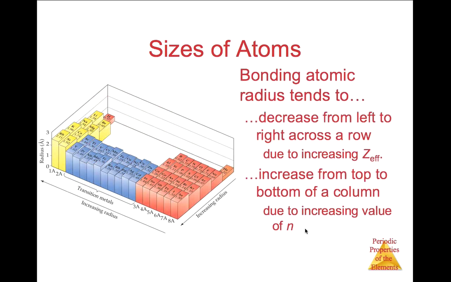It increases from top to bottom of a column due to the increasing value of the principal quantum number. So you can see here that atomic radius increases as you go down, and it increases as you go to the left on a particular period. It's because there's less protons over here in K than there are in krypton, and both have the same number of levels of electrons around the nucleus.